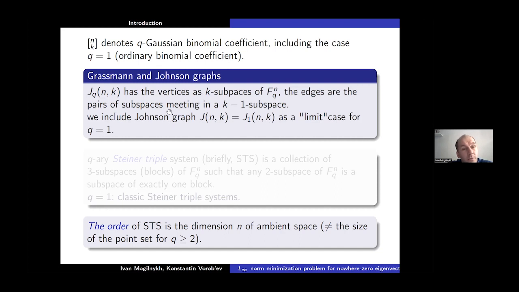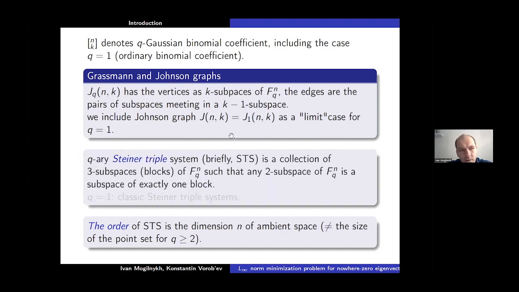I also include the Johnson graph in this series. This is the graph with vertices being k-subsets of an n-element set, which is usually the elements from 1 to n, and edges are pairs of subsets meeting in a (k-1)-subset. Several properties hold simultaneously for Grassmann graphs and Johnson graphs, so sometimes it is convenient to use this notation, when we denote J_1(n, k) as the Johnson graph J(n, k).